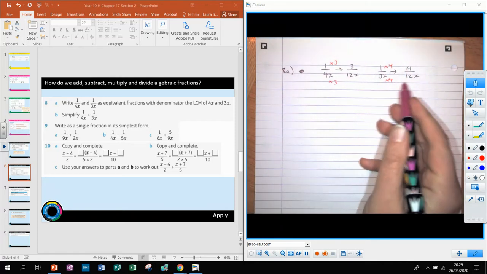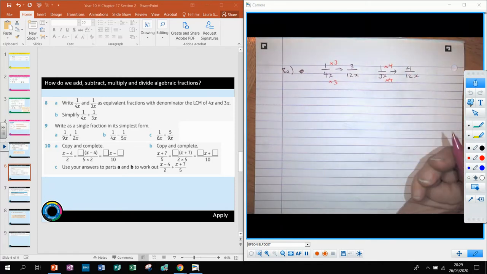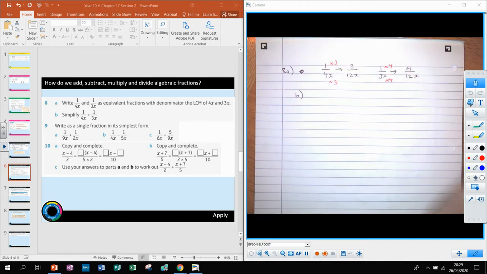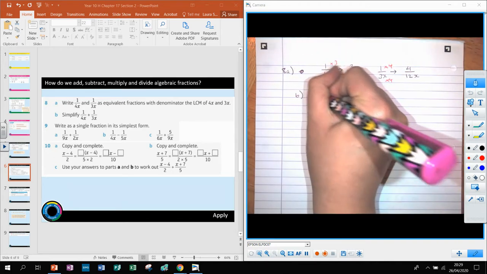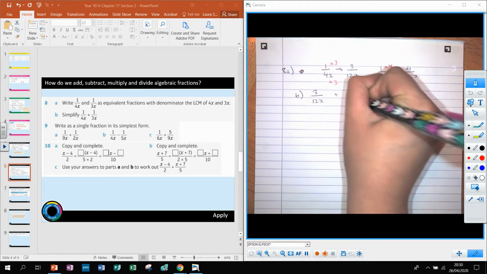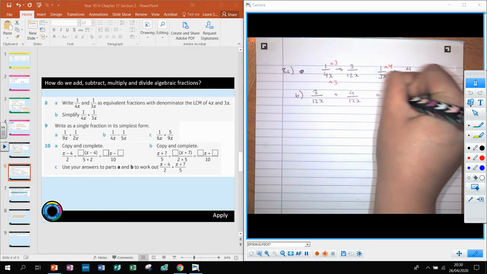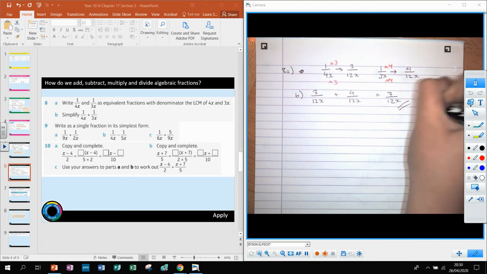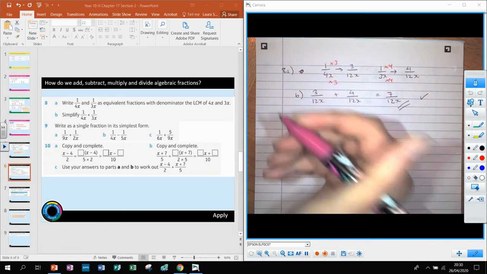Now, you might be thinking I can cancel those down, but you're not going to do that because we're about to add them together. So in part B, we end up with 3 over 12x plus the 4 over 12x, which would give us a final answer of 7 over 12x. Okay, so hopefully you guys were okay with that one. Well done.